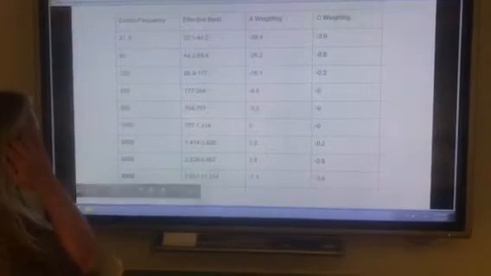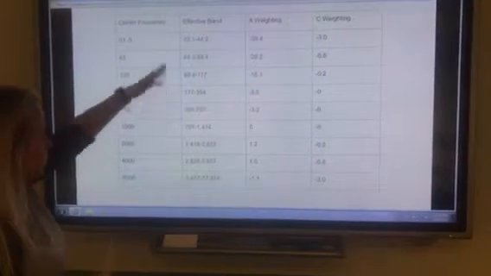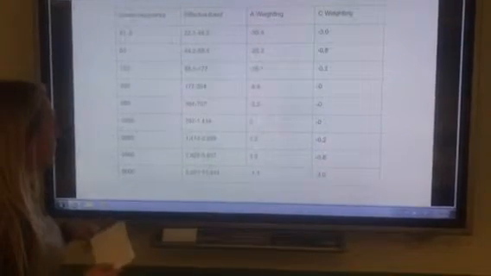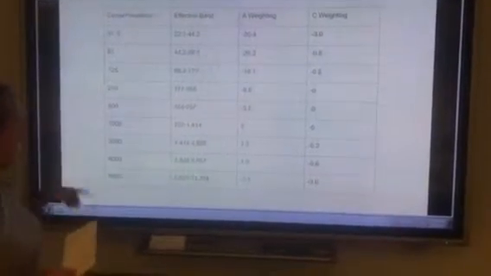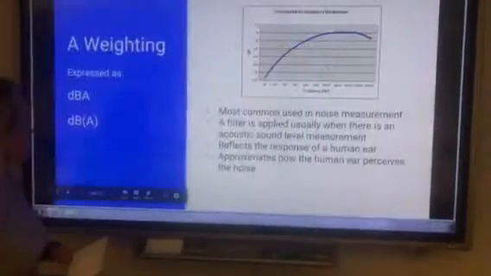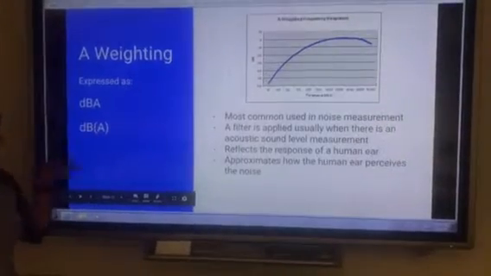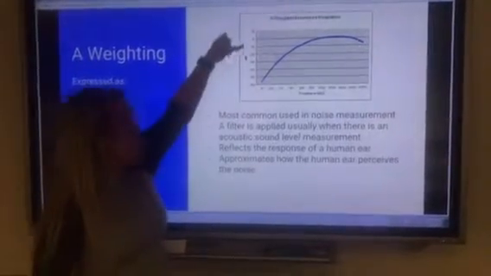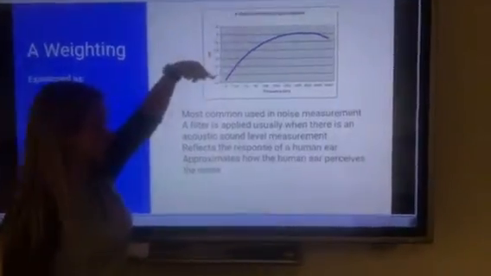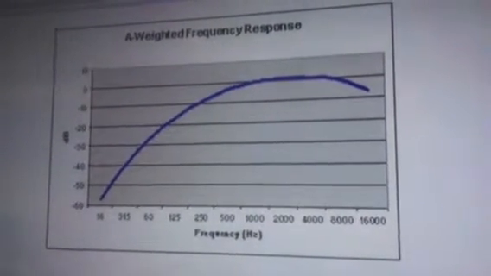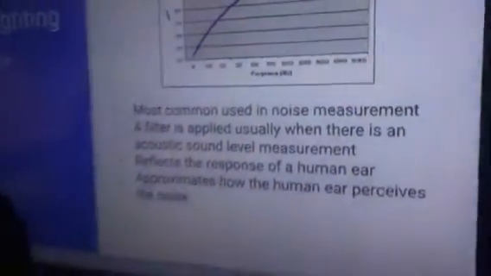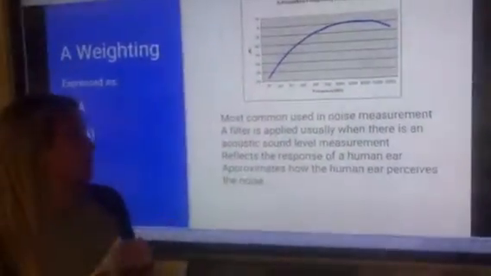This is just a graph showing the different A weighting and C weighting of people measuring different sounds. It's just to show the big difference between the two. A weighting is expressed as dBA. This is how the graph will mainly look for A weighted sounds. It's most commonly used for noise measurement, and it reflects the response of a human ear. It is an approximation of how human ears perceive the noise.